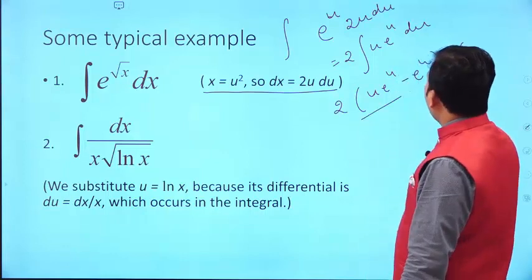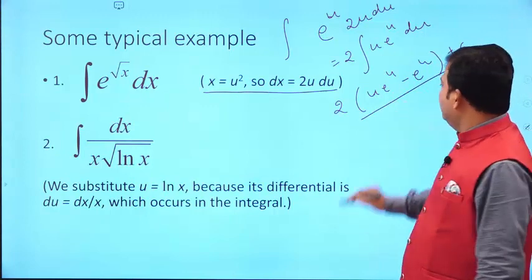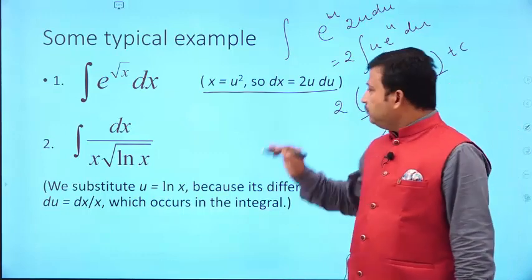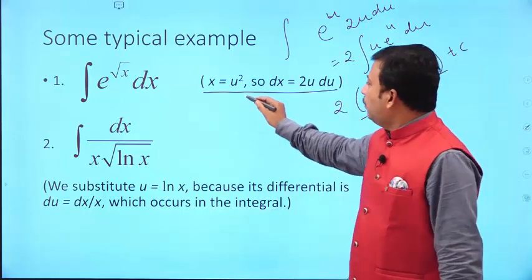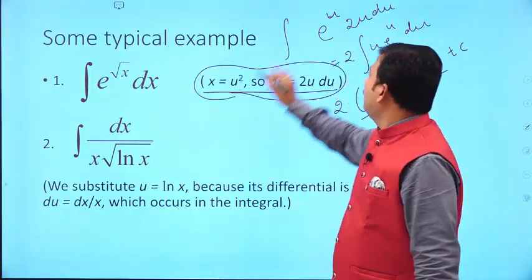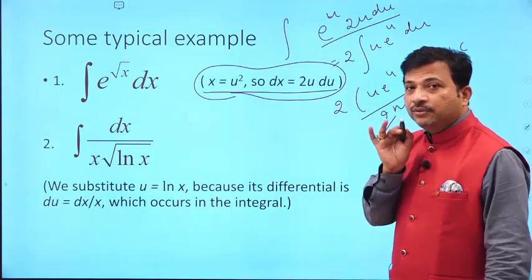Is it clear? What we have used here? Integration by parts. Is it clear? So this is what you need to do. So what we have done? We have substituted, proper substitution is done, and we have applied integration by parts. This is the way we need to do it.